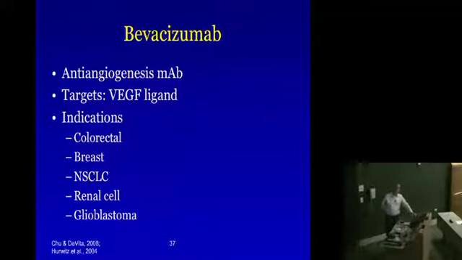Bevacizumab is a different type of drug. It targets the vascular endothelial growth factor, and so it affects it as a ligand, so it's anti-angiogenic, and currently is indicated for colorectal cancer. There is an indication for breast cancer, however, this is being reevaluated by the FDA. There is an indication for non-small cell lung cancer, for renal cell, and for glioblastoma, which is a brain tumor.